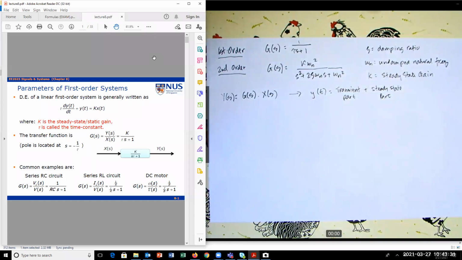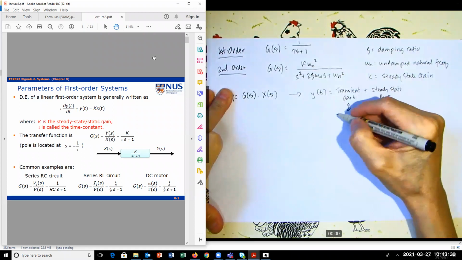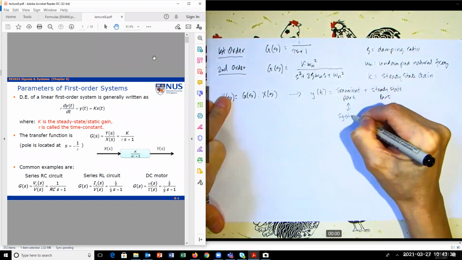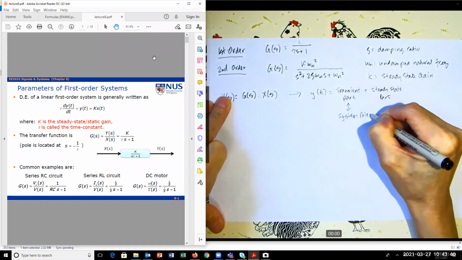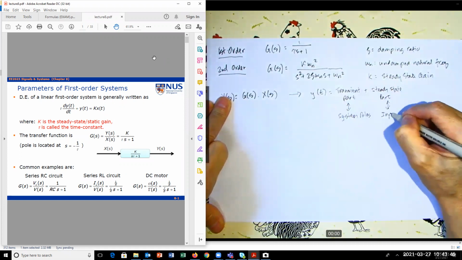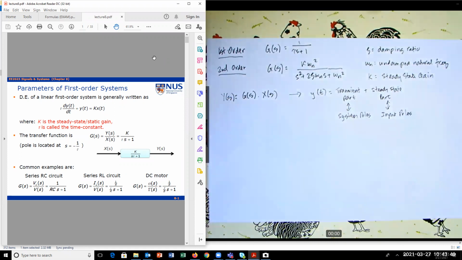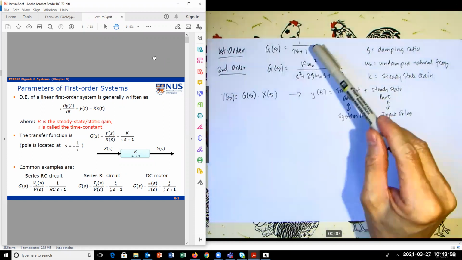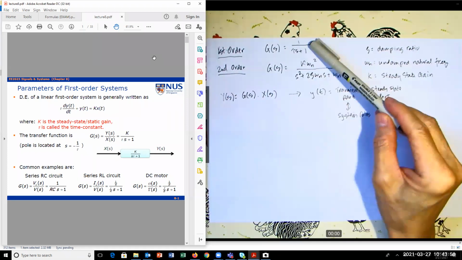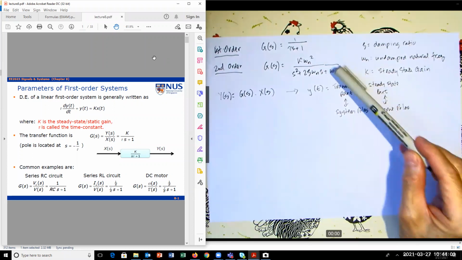The transient part is dependent on the system poles, whereas the steady state part is dependent on the input poles. So knowing the poles is important in that case. If you look at these two transfer functions, the one for the first order and the one for the second order, each of them has its own poles.